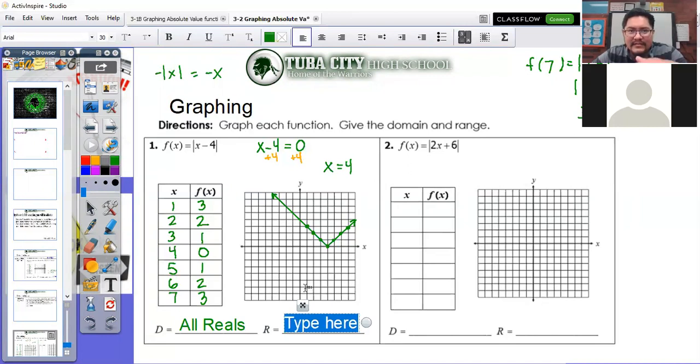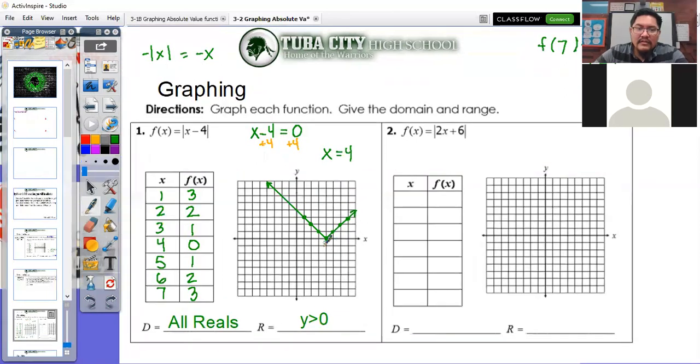We kind of have to imagine a horizontal line coming up and looking for the lowest value, which in this case is 0. And we want y values greater than, oh, that's not greater than, that's less than. So we want y values greater than 0. But we also include 0. So if I'm able to get 0, see, I'm able to get 0.